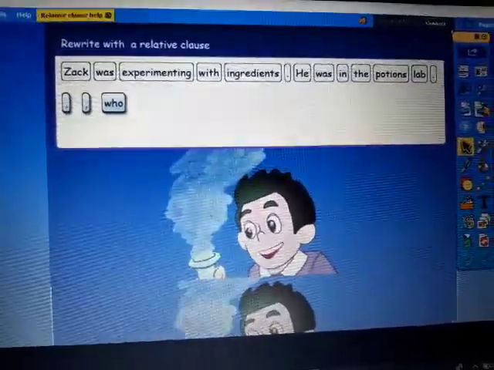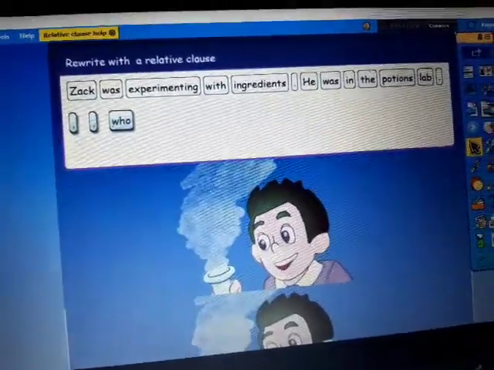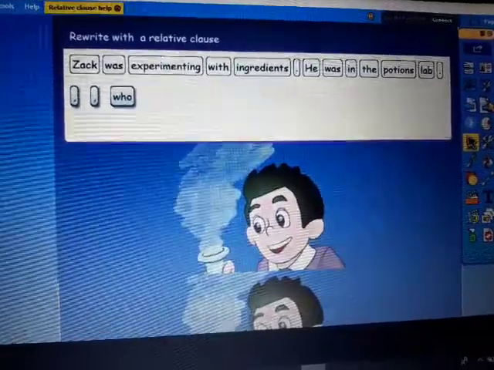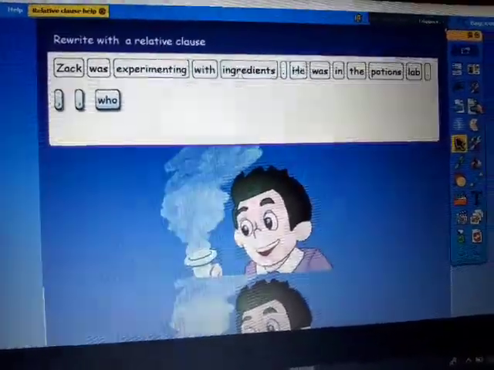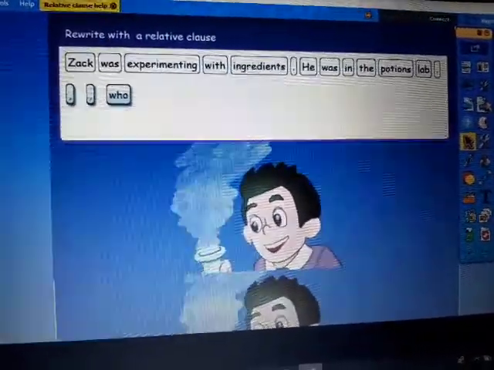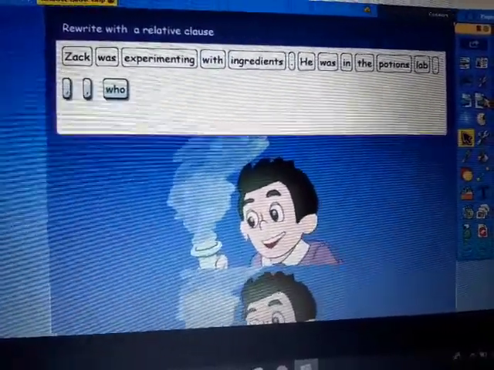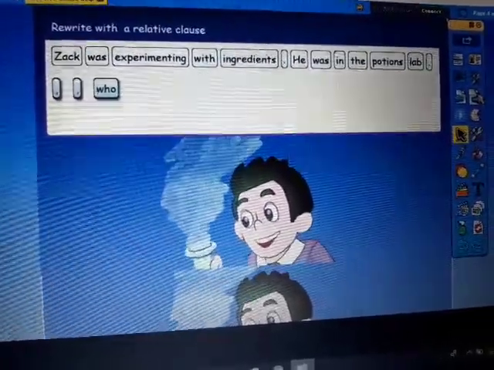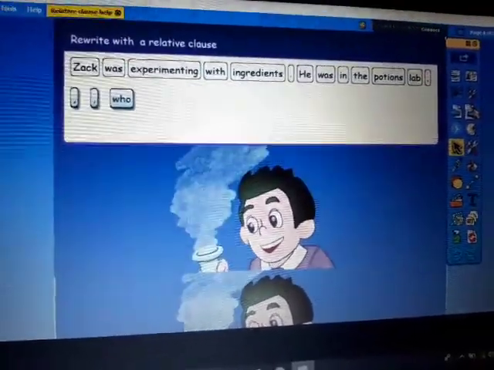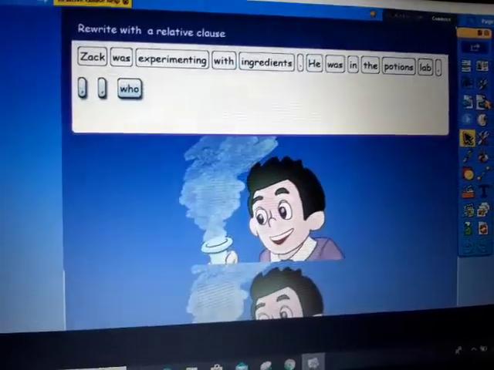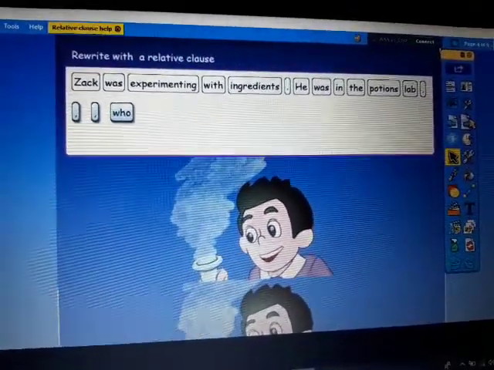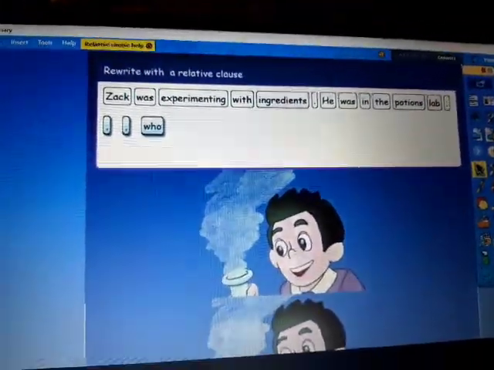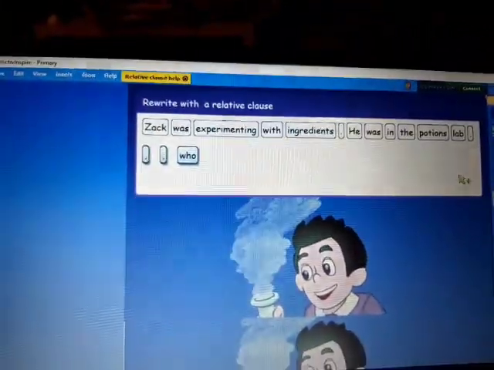I could also do it a slightly different way by moving the whole of the second sentence to after Zach. So I could have Zach, comma, who was in the potions lab, comma, was experimenting with ingredients, full stop. And there are two commas there because you always have the two commas that go around the relative clause.